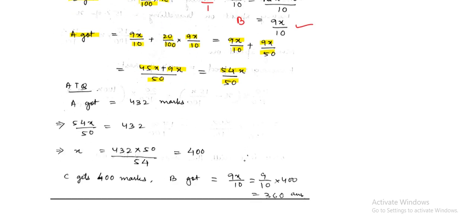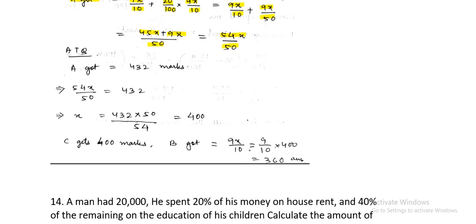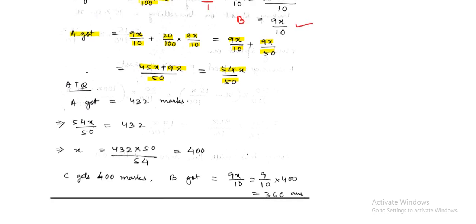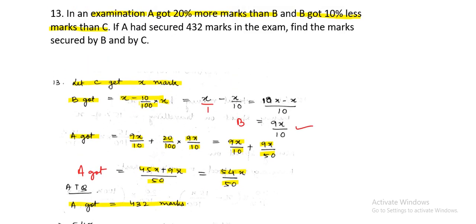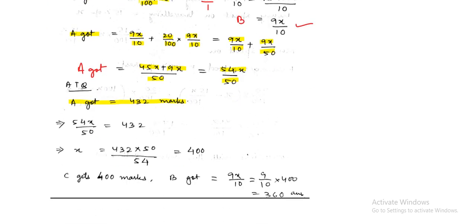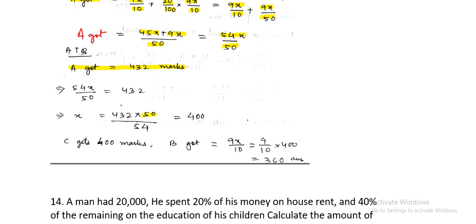Okay, so now we got that. What is this? This is actually how much A has got. But in the question it is given that A has got 432 marks. Let us see the question. You see, in the question it is given that A had secured 432 marks. According to us A has got 54x by 50, but according to the question A has got 432 marks. So these two should be the same. So we have written 54x by 50 is equal to 432. Now we will solve it. The 50 will go to the other side as into 50 and the 54 will become divided by 54, and if we cancel we will get 400.